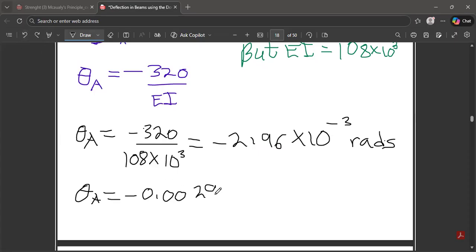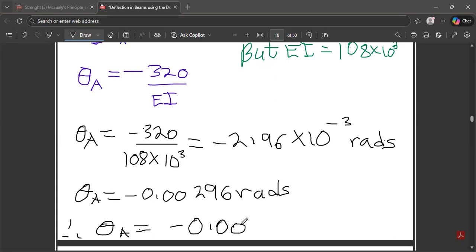296 rad. Okay. If you are not still much convinced and you still want to run it, you can finally go ahead and get your final answer. Therefore, your angle at A is equal to minus 0.00. If you run this, you're going to get 3 rads. Okay, 0.00 rads. That is for your rotation at A.